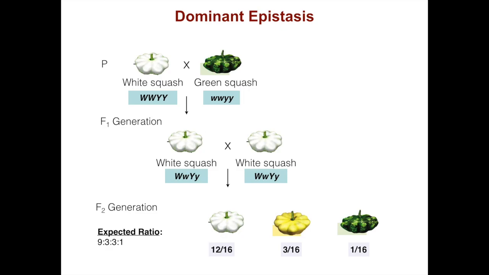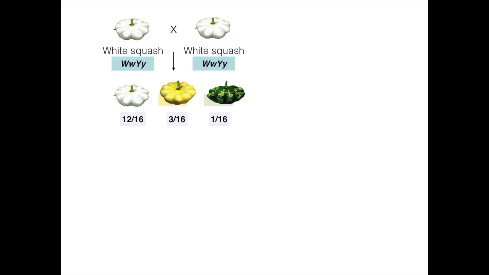So if you cross these squash, you would get an expected phenotypic ratio of 9 to 3 to 3 to 1. But the actual phenotypic ratio you get is 12 out of 16 squash that are white, 3 out of 16 squash that are yellow, and 1 out of 16 squash that are green. So how does this happen? So this is what you get.